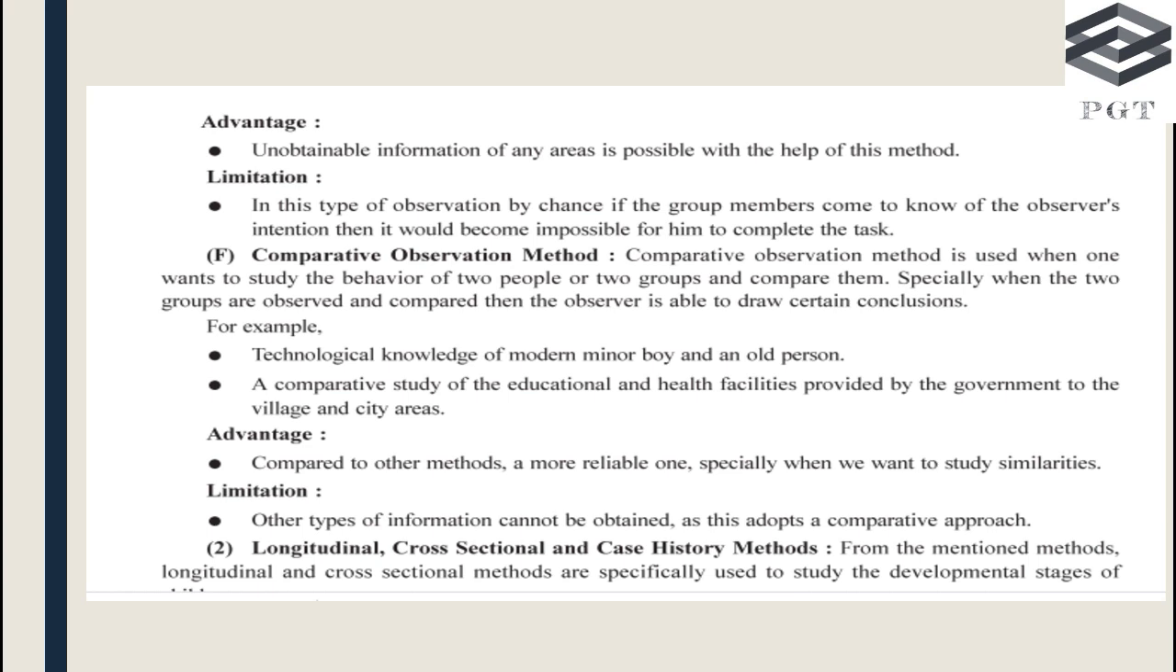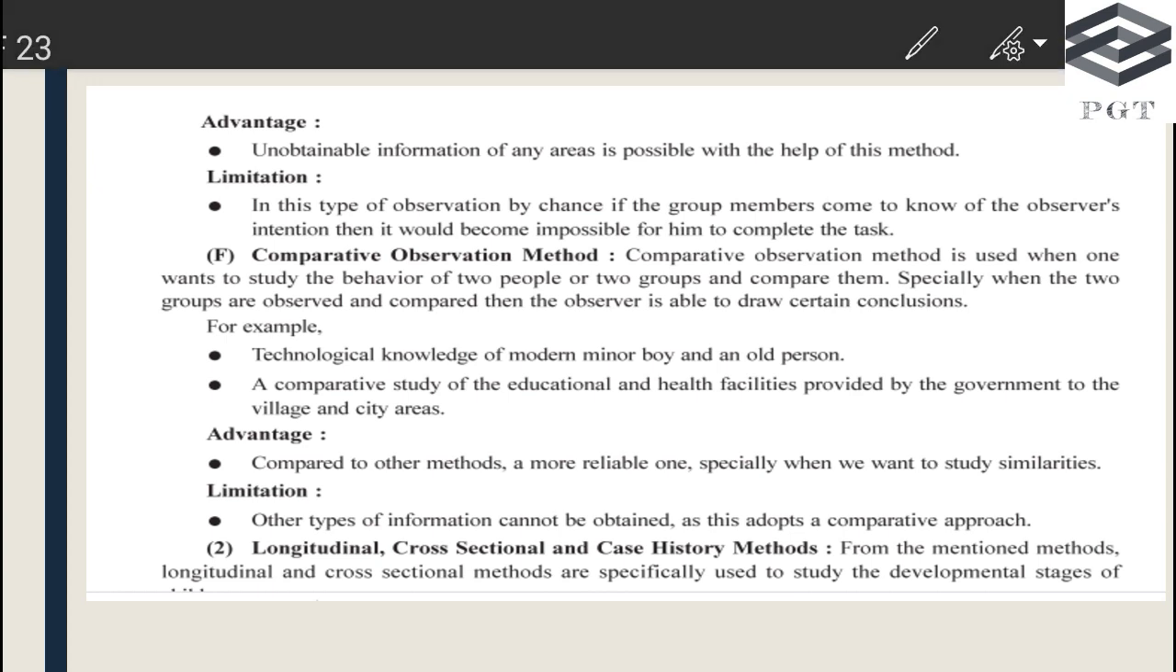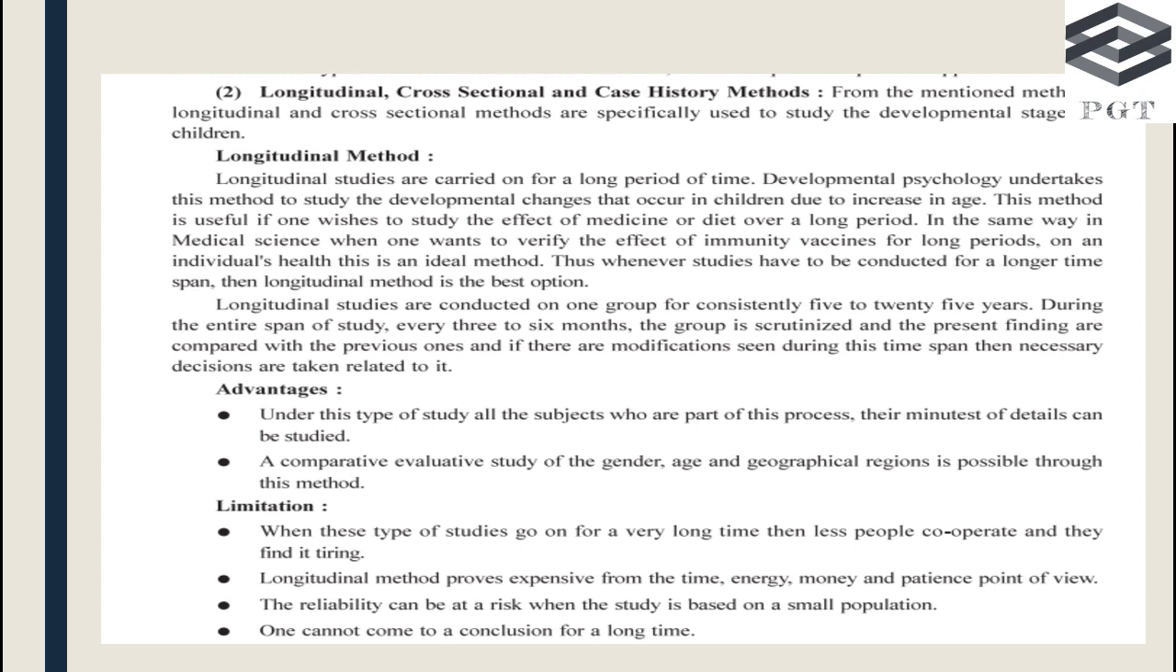Longitudinal, cross-sectional, case history method. In this method, longitude and cross-section methods are specifically used to study the developmental stage. In the longitude method, a long period of time is involved. Developmental psychology undertakes this, in which people started thinking about developmental change in children as their age increases.